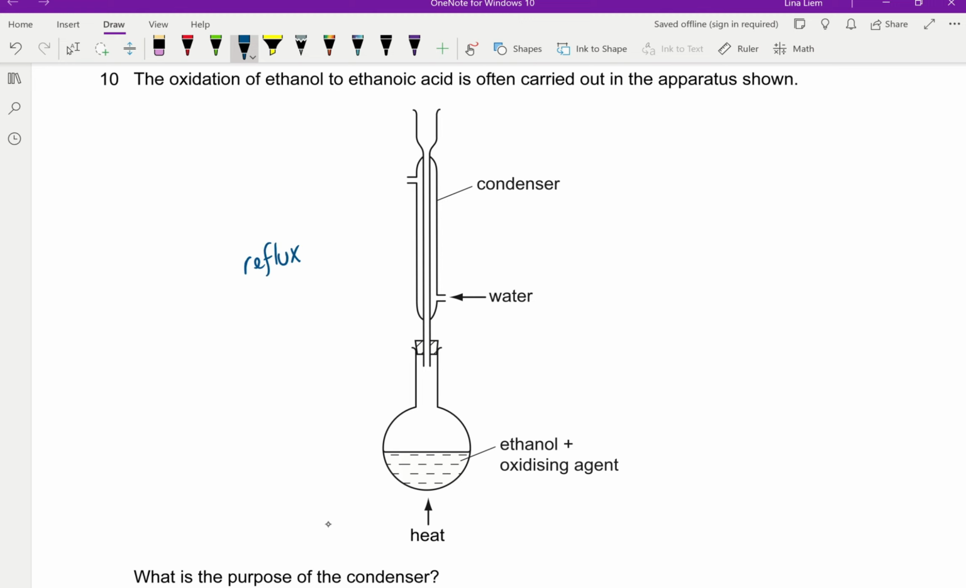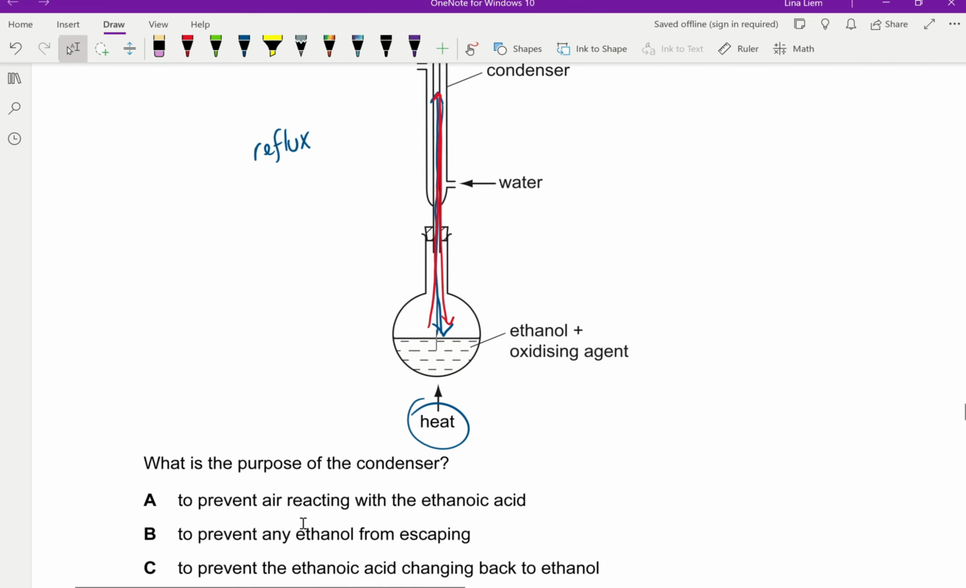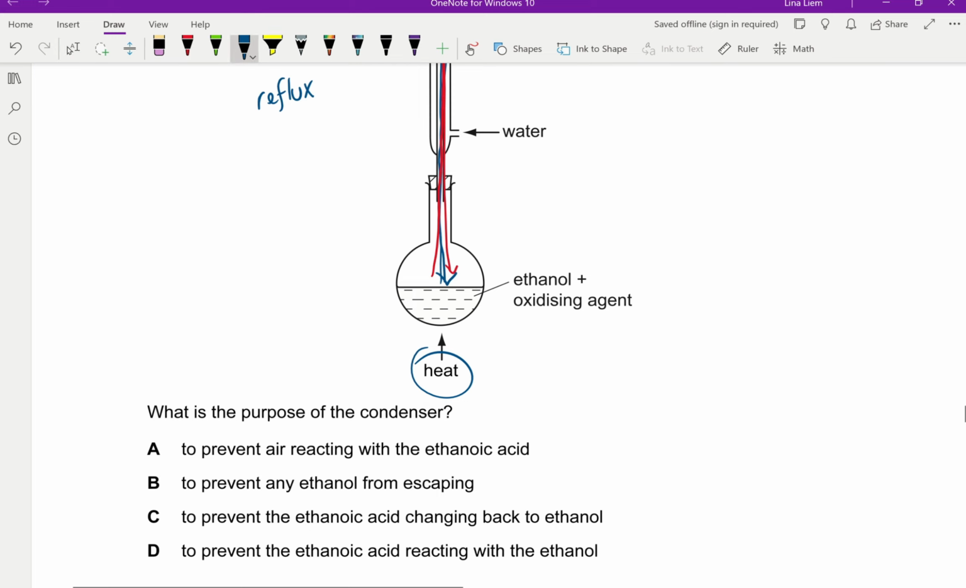Now, how it works is any ethanol that has not been oxidized, when it vaporizes due to the heat, it will condense back and drip back down into the flask to undergo more reaction. Or any intermediate product will evaporate and then condense back into the round bottom flask. So this way, all the ethanol or all the intermediate product will be converted to ethanoic acid. So the purpose of the condenser is to prevent ethanol from escaping by condensing it back into liquid.